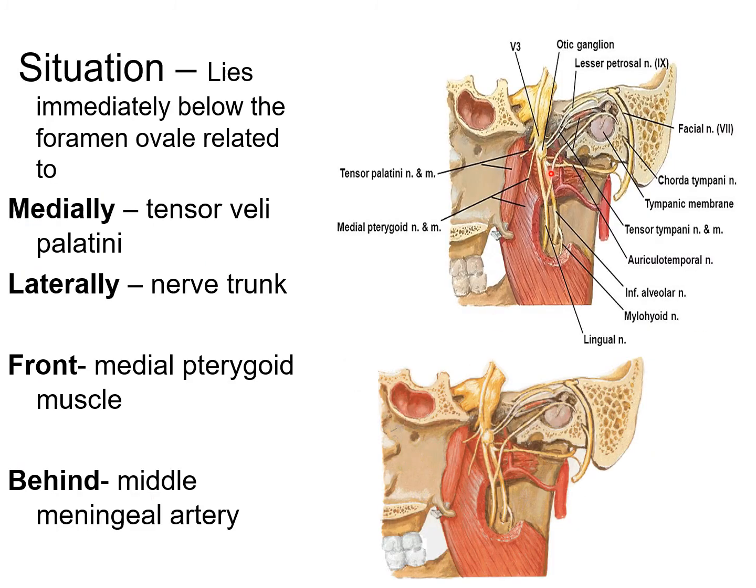The otic ganglion is situated in the infratemporal fossa just below the foramen ovale. Medially it is related to the tensor palatini muscle. Laterally is the trunk of the mandibular nerve. So it is situated just below the foramen ovale, related medially to the tensor veli palatini. Laterally is the nerve trunk of the mandibular nerve. The medial pterygoid muscle lies in the anterior relation of the otic ganglion, and the middle meningeal artery lies behind the otic ganglion. This is the middle meningeal artery.